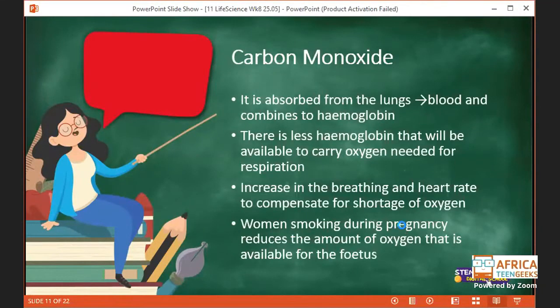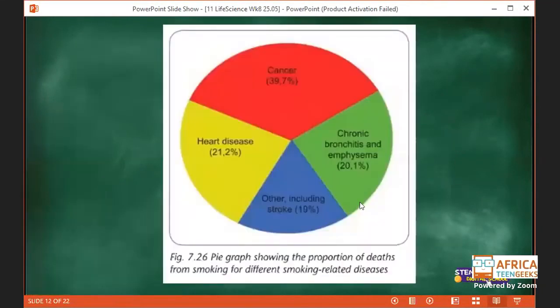All right, let us move on. So guys, this pie graph is basically showing the proportion of deaths from smoking for different related diseases. So let's say that smoking causes cancer, chronic bronchitis and emphysema, and causes other diseases including stroke and heart disease.